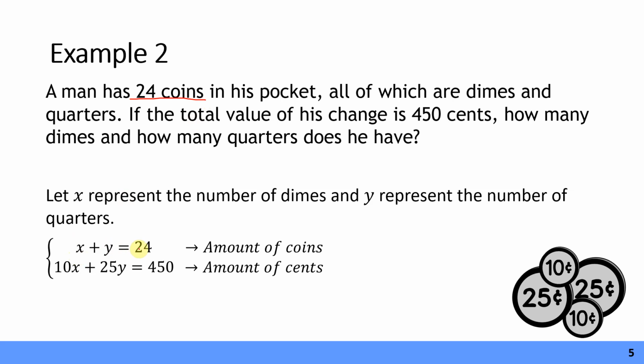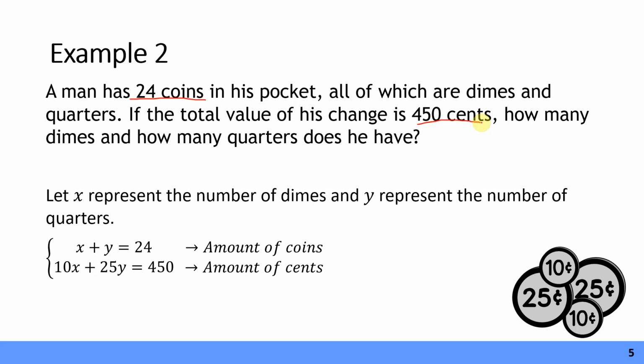Now, the second equation is the one where we deal with the value, the cost of the ticket, the value of the coin. On this one, they don't tell you, but hopefully you know, right? Dimes are the ones that are worth 10 cents. So 10 times x plus the quarters, which is my y, are 25 cents each, right? So 25y. And when I add them, they have to give me the 450 cents that the man says that he has in his pocket.